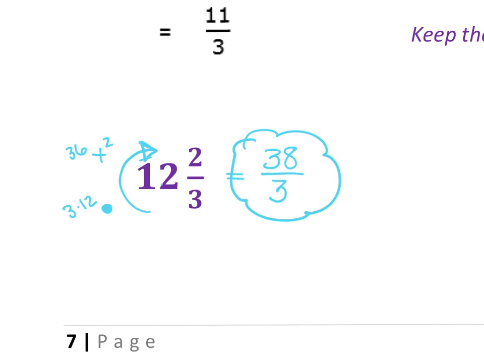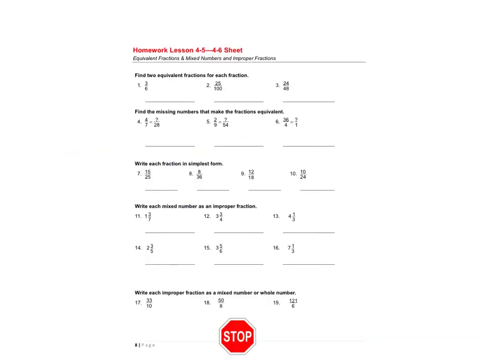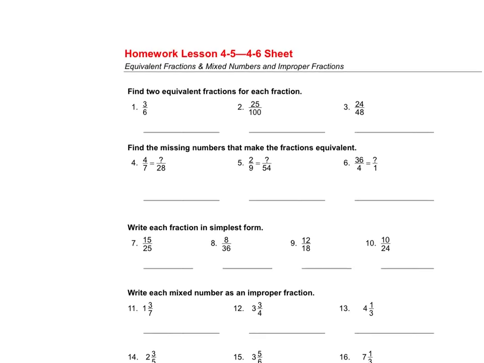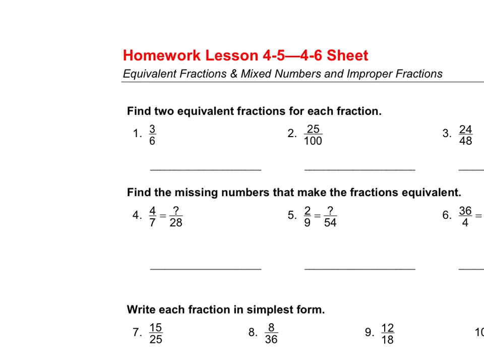All right, let's take a look at your practice today. Your homework today is page 8, and I'm going to zoom in. We'll take a look at each section and highlight some important words. So find 2 equivalent fractions for each fraction. And remember, when you're finding equivalent fractions, you can do that using multiplication or division. So you can use either method.